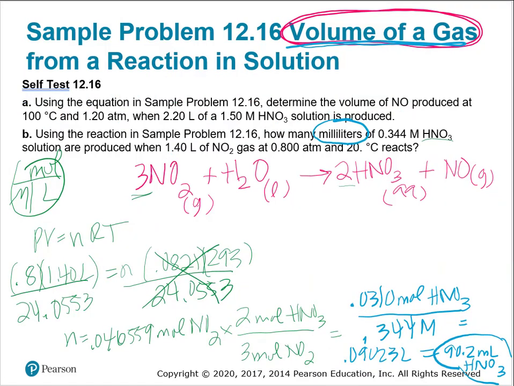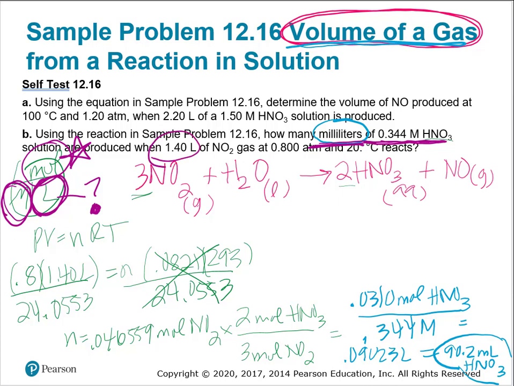For part B, we want to know how many milliliters of this acid that has a concentration of 0.344 molar. So we want to know volume of this acid. First we got to get to liters, then we can get to milliliters. We're given concentration, so we need to find liters. And in order to get to liters, we need to know moles and molarity. We're only given molarity, so how do we get to moles? Let's see what else we're given.